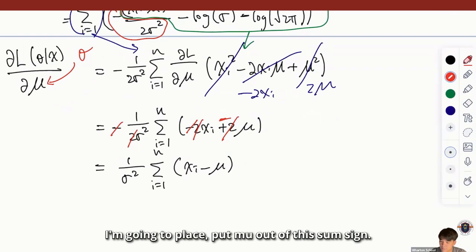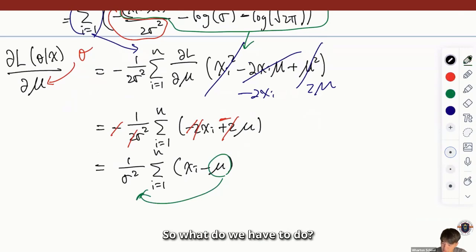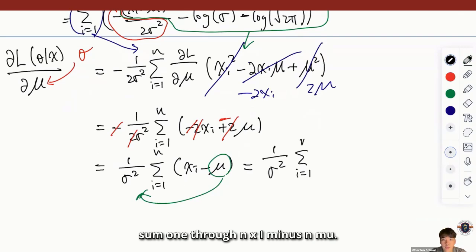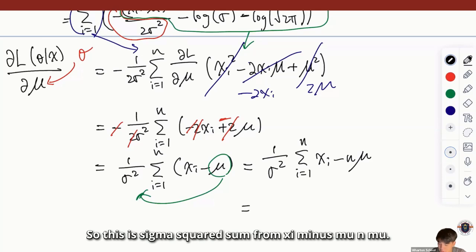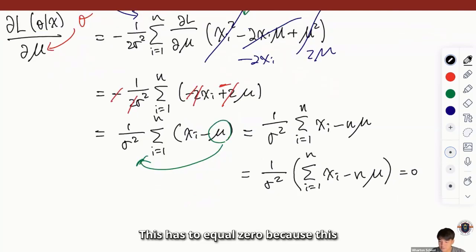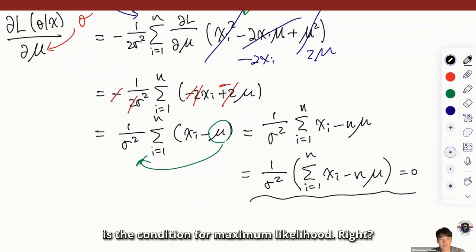And we have to satisfy this condition. And then what is this? I'm going to put mu out of this sum sign. So what do we have to do? We have this one equal to 1 over sigma squared, sum 1 through n, of xi, minus n mu. We're just multiplying this n times and taking it out from this summation notation. So this is 1 over sigma squared, sum of xi minus n mu. This has to equal 0 because this is the condition for maximum likelihood, right?